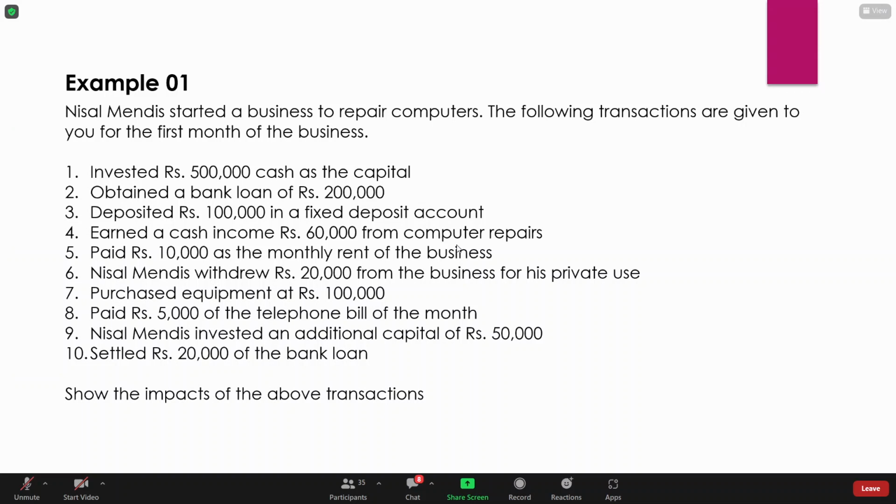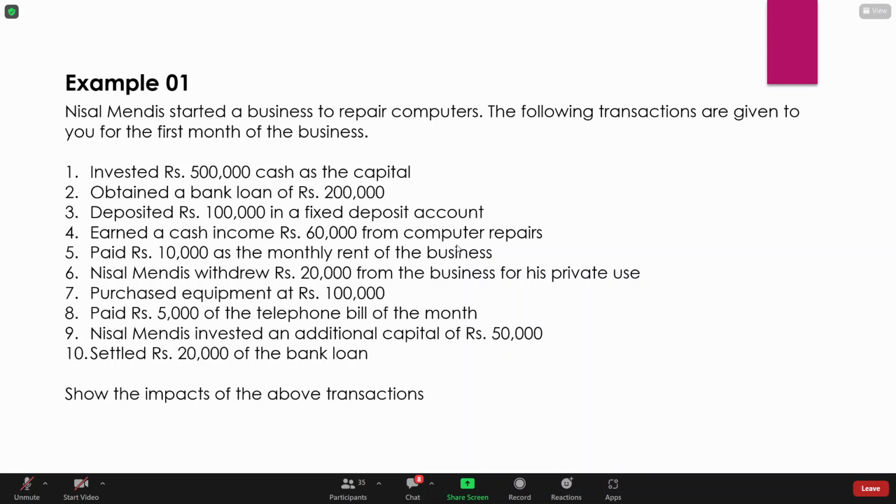Then Nisal Mendis, owner, withdraw 20,000 from the business for his private use. Here is a new one. The owner withdraws money from the business for his personal consumption.